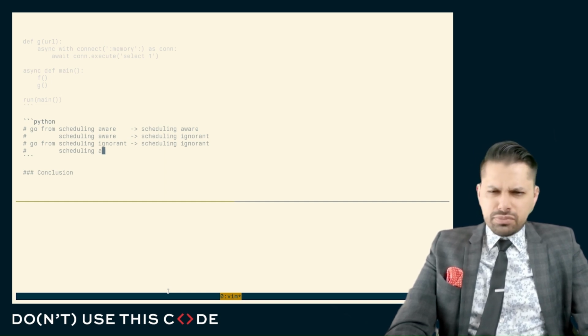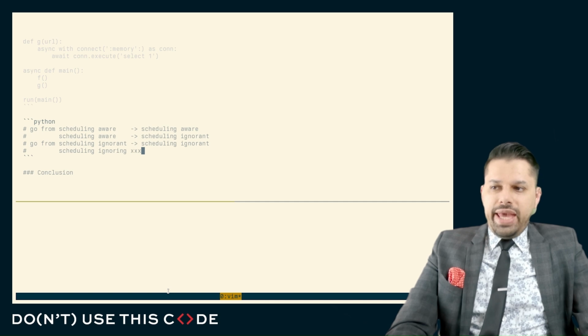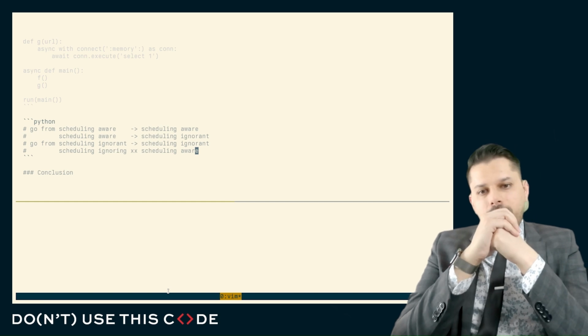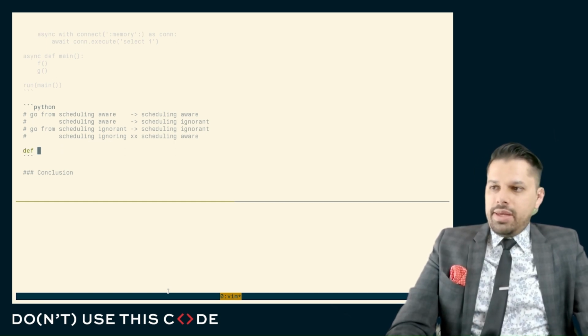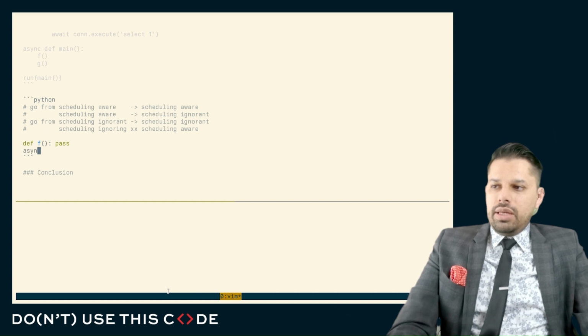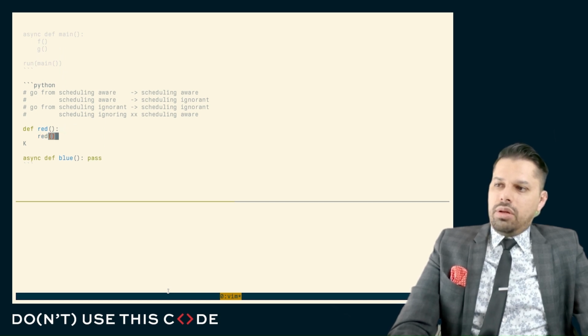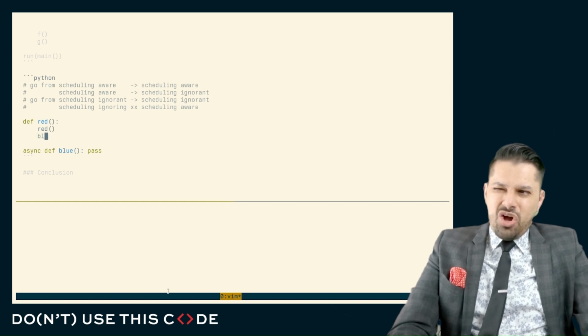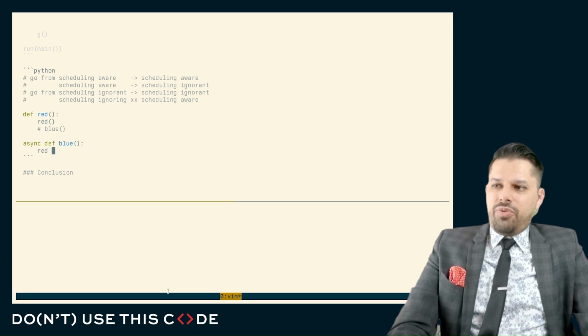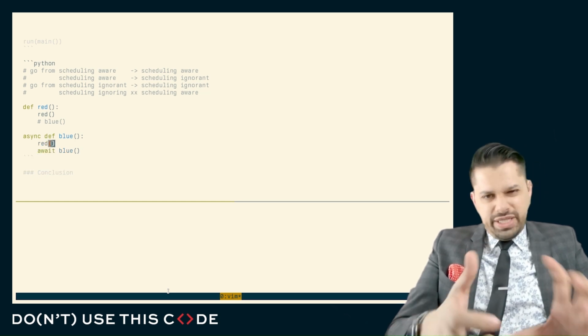This is typically what people call the function coloring problem. They'll say that synchronous functions are one color and asynchronous functions are another color. If we think about synchronous functions as being red and asynchronous functions as being blue, you can say that in here, you can call a red-colored function but you can't call a blue-colored function, whereas in here, you can call a red-colored function or you can call a blue-colored function, and that's the asymmetry.